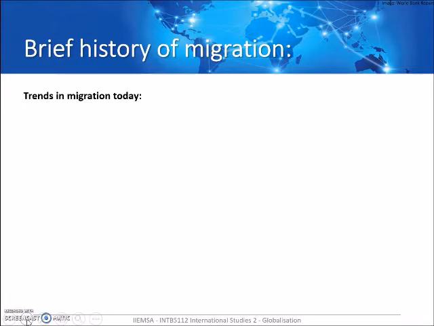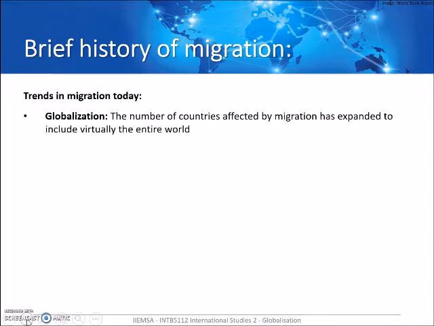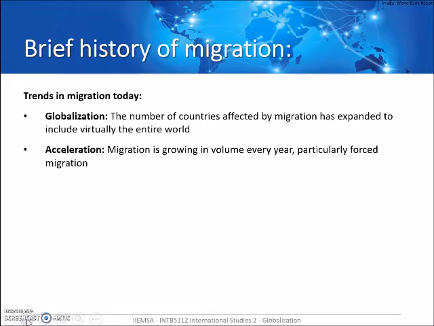If we look at the history of migration, there are several trends in migration today that differentiate it from migration back in the days. One is that we have a globalization of migration. So the number of countries that are affected by migration has expanded and virtually includes the entire world. There's almost no country that doesn't have either immigration or emigration, or both. So you don't have such clear destination countries. It literally has become something that affects almost every country in the world.